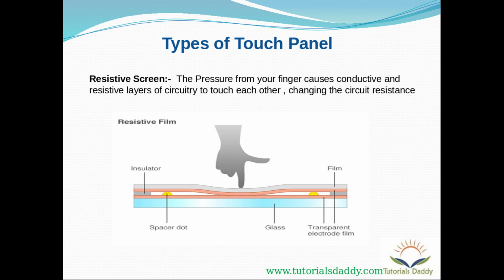You can see here you have a top layer film, then an insulator in between, then spacer dots. You have two transparent electrode films, and between these two films you have spacer dots, which maintain the space between the two electrode films. Whenever you press on the touch panel, these transparent electrode films come closer and touch each other, and because of that it causes a change in circuit resistance, and this change in the circuit resistance notifies that a touch event has happened on the touch panel.